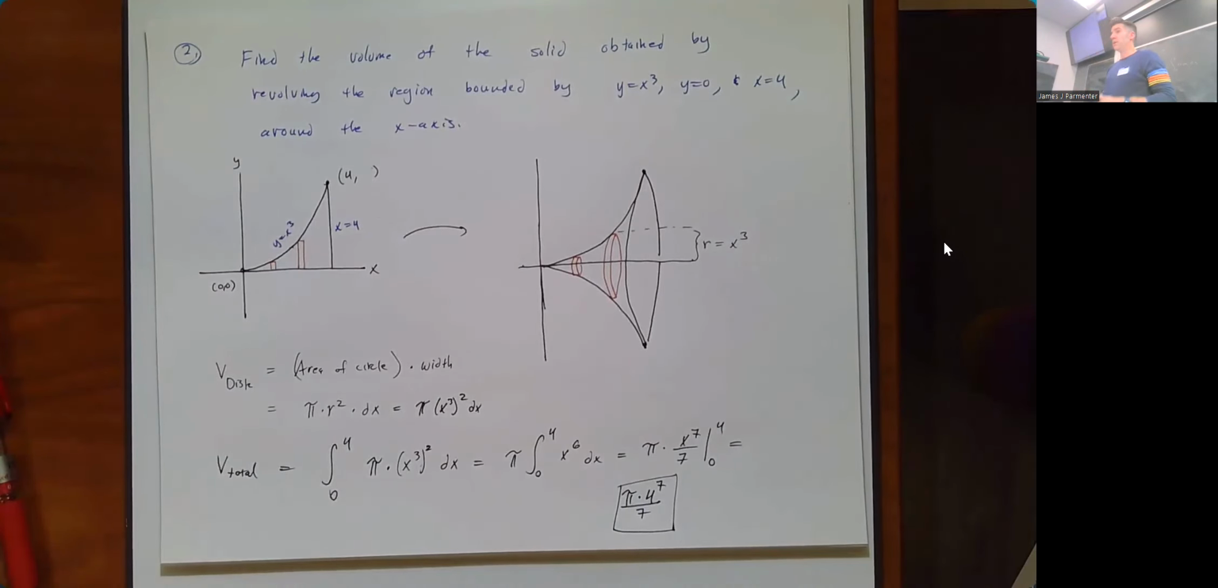This is the general process for finding the volume of revolution using what's called the disk method. If you rotate this function around, you're just adding up all the areas of these disks.